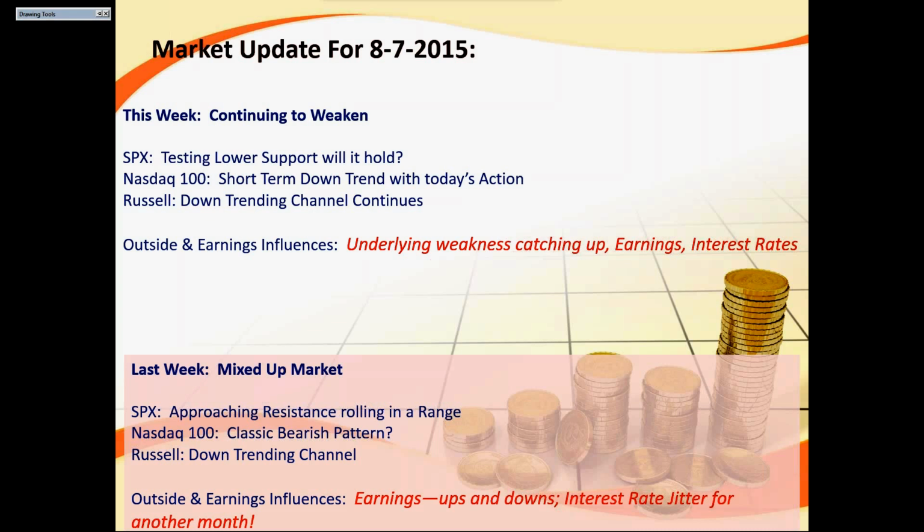And then finally, the Russell. The Russell is in a downtrending channel, and it's at the bottom of that. We will see if that bounces a little bit before the end of the day. And so outside influences and just what's going on in the market, we've got one underlying weakness catching up with some of the leaders. We've all seen what happened with Apple this week. Apple is basically selling off and going into at least a short-term downtrend. We'll see if that continues.